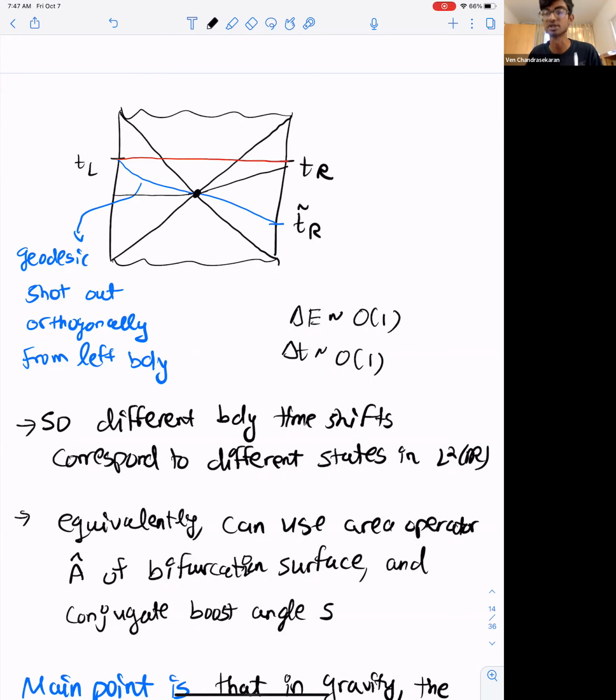But that limits the kind of states you can consider, but you can't get around this. Yeah. I see. Thank you.